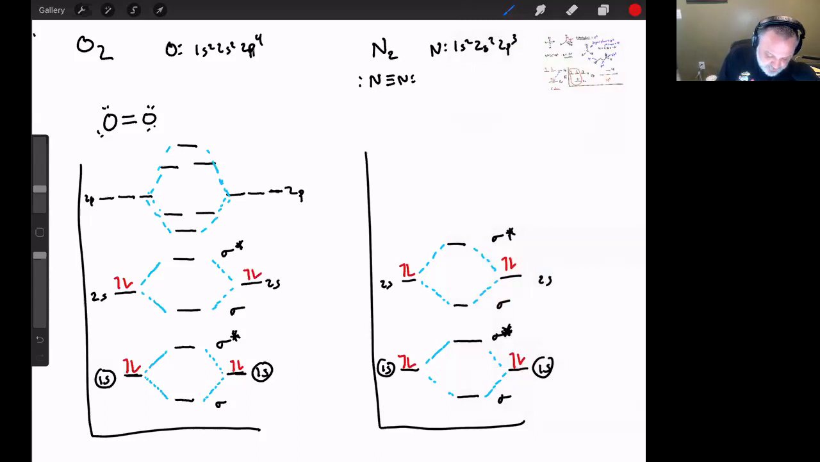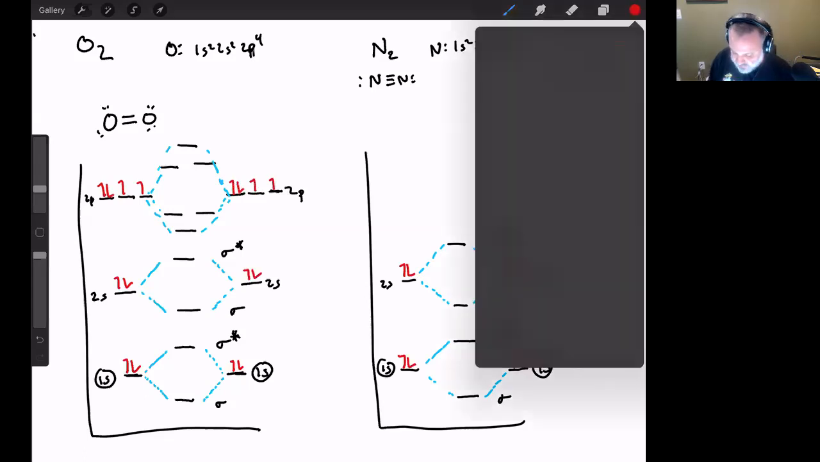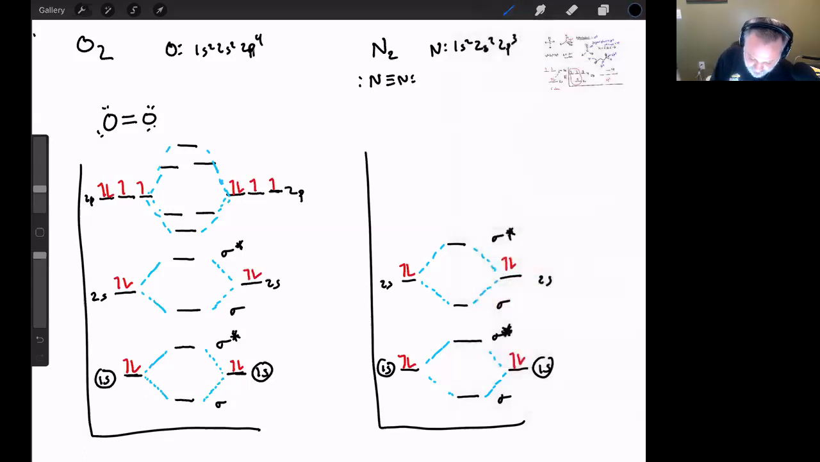All right, so for each atom you had 2s and 2p4. So that means we have 1, 2, 3, 4 electrons in each one of those orbital sets. And so when we have nitrogen, we're going to do the same thing because, of course, it has the same exact electron configuration.